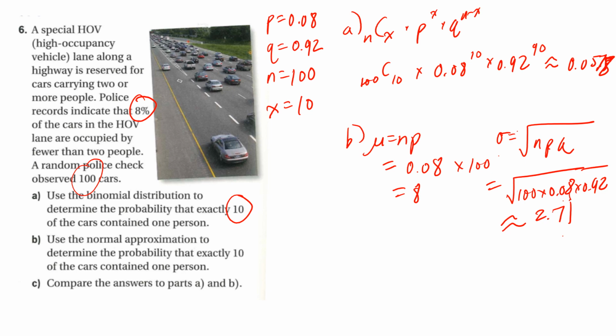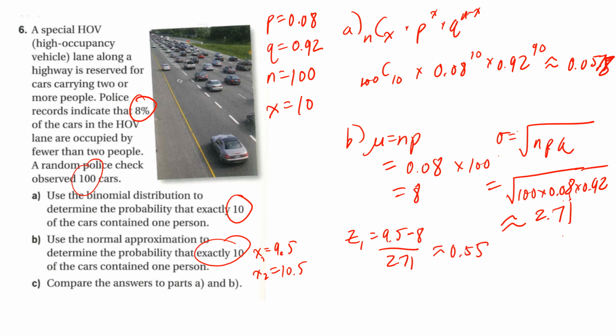Next up we have to get the z-scores. For exactly 10, we're going to use 9.5 and 10.5. Let's call the first one z1. 9.5 minus 8 all over 2.71 is approximately 0.55.